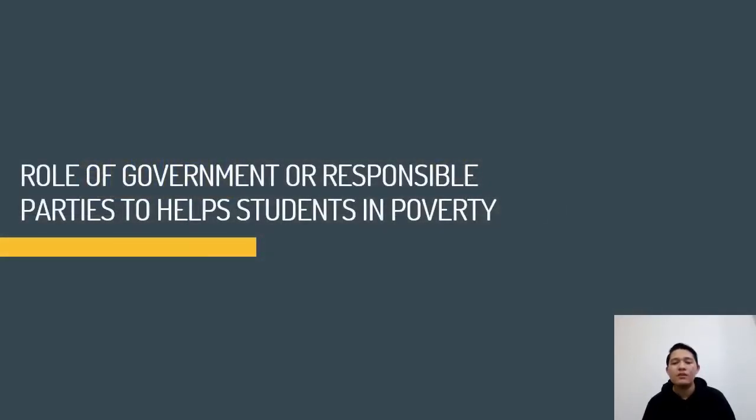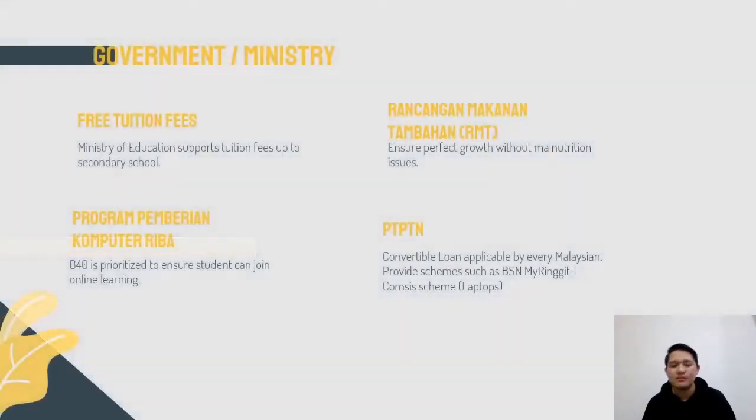Role of government or responsible parties to help students in poverty. The government or Ministry of Education have implemented a few methods to help students in poverty. First, free tuition fees up to secondary school. This is to ensure every child can get access to education.